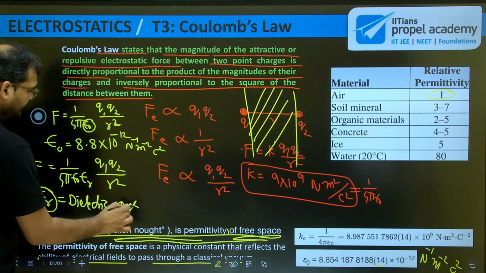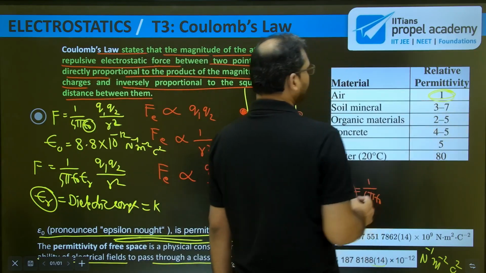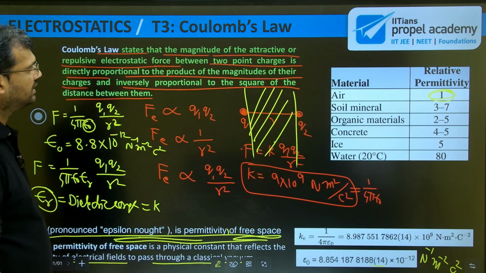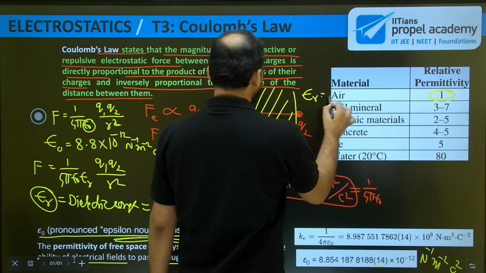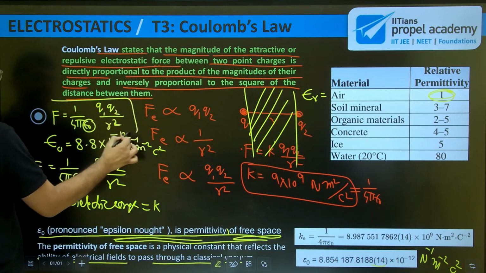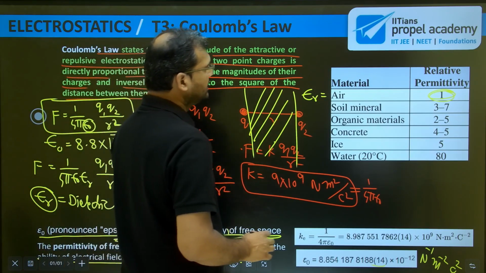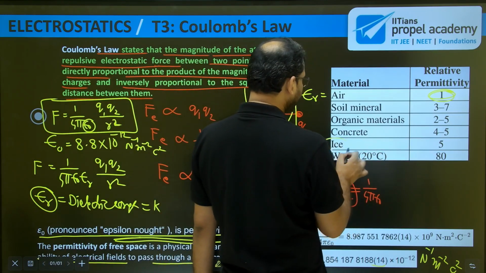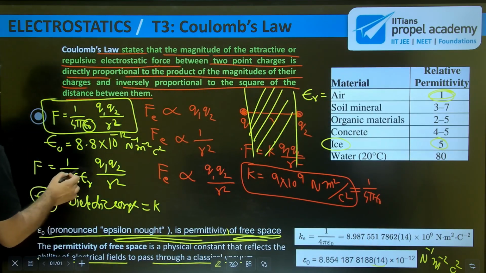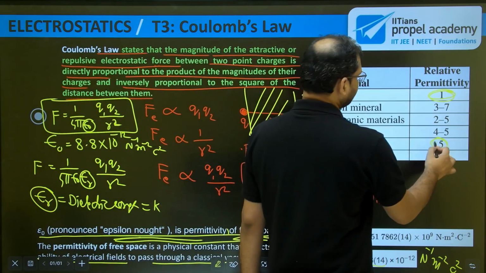Dielectric constant. K is the symbol we sometimes write. Different materials have different values of epsilon R. For air, epsilon R is equal to 1. So whatever formula you wrote here is valid for air or vacuum. If you have, let's say, ice, and you keep two charges in ice, then what happens? In this equation, in the place of epsilon R, you have to write 5. Number 5 you have to write.